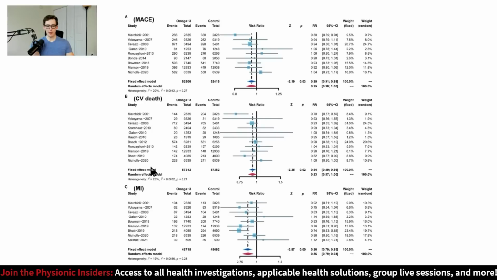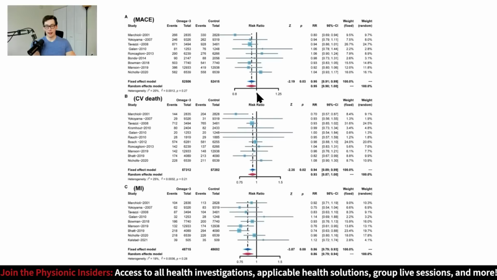Okay, so we're looking at 3 different metrics. We're looking at MACE, the major adverse cardiovascular events. Took me a second to get there. Cardiovascular death, so that's not necessarily death for the events; this is death. And then this is myocardial infarction, so heart attack.